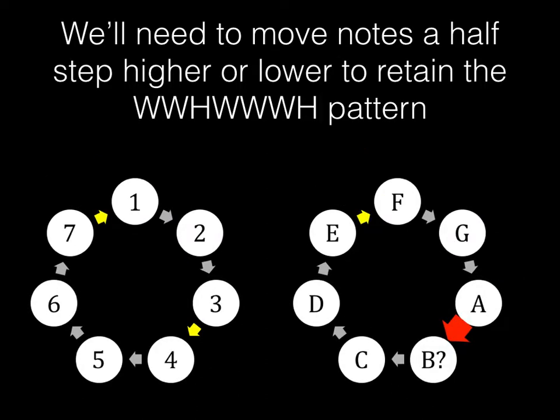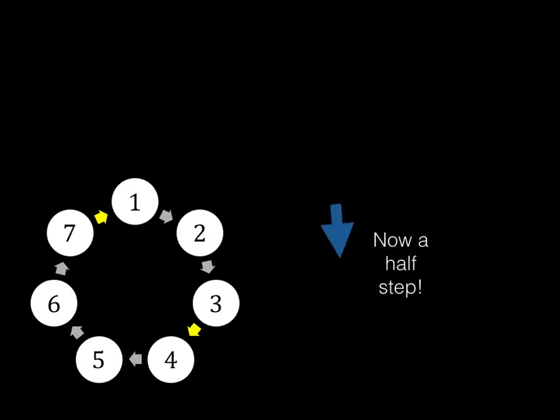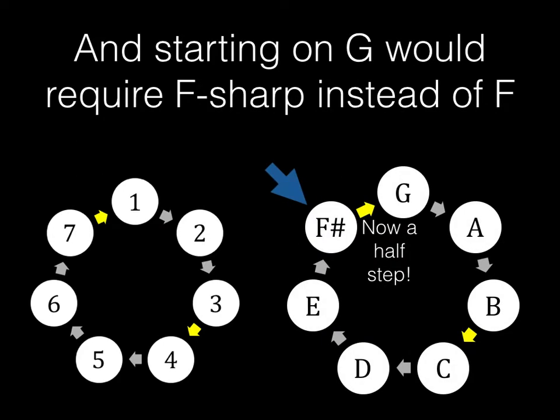So we'll need to move notes a half step higher or lower to retain the whole half pattern. So starting on F will require B flat instead of B natural, because now you have a half step between A and B flat, just like you're supposed to, a half step between scale degree 3 and scale degree 4. Now if we start on G, we can get a half step between F and G by making it an F sharp instead of regular F.